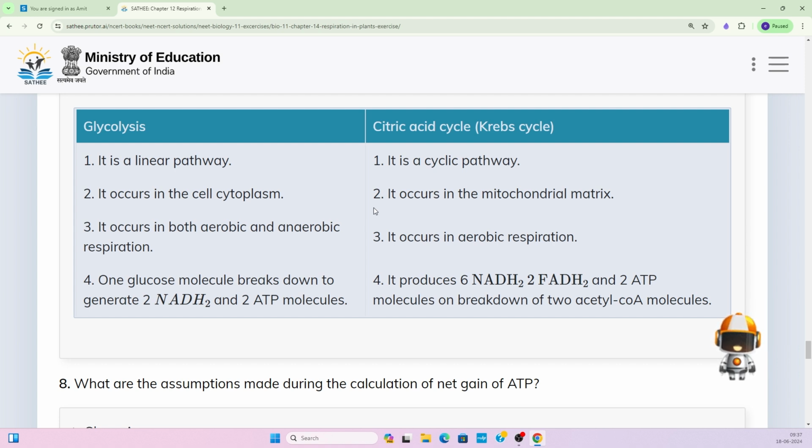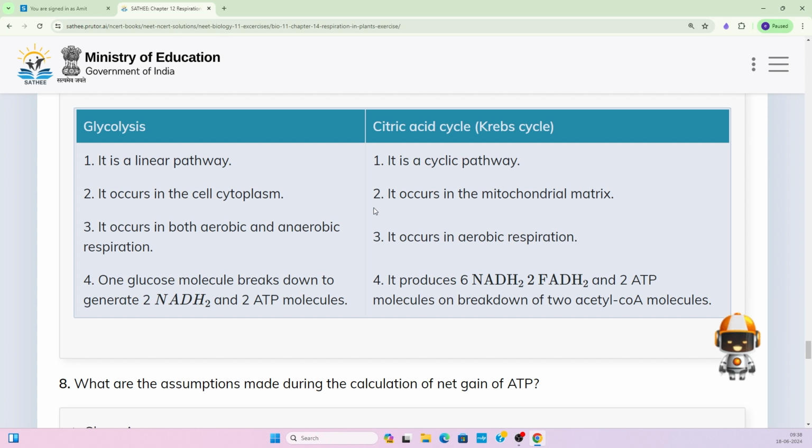Now glycolysis occurs in both aerobic and anaerobic respiration, whereas the citric acid cycle occurs only in aerobic respiration. Now, one glucose molecule, when it gets broken down in glycolysis, generates 2 NADH2 and 2 ATP molecules.